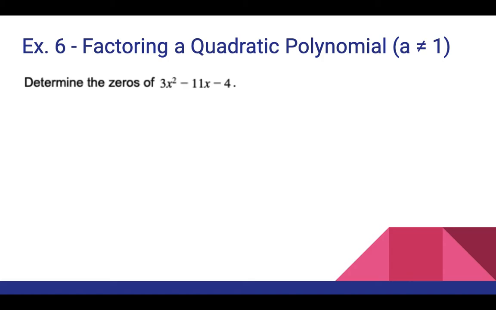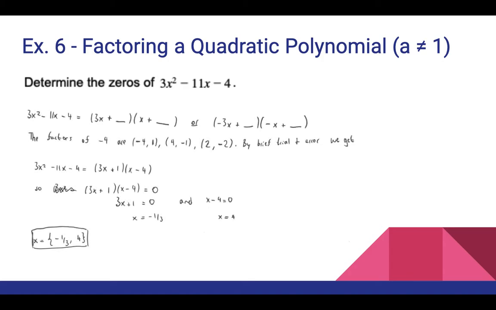Determine the zeros of 3x squared minus 11x minus 4. So now we have to break this up into two different possibilities. We either have 3x plus something times x plus something, or negative 3x plus something, negative x plus something. So the factors of negative 4 that we write down are going to be negative 4 and 1, 4 and negative 1, or 2 and negative 2. Again, this seems exceedingly complicated, but you can do this part on paper, and then you can do the factors part in your head.